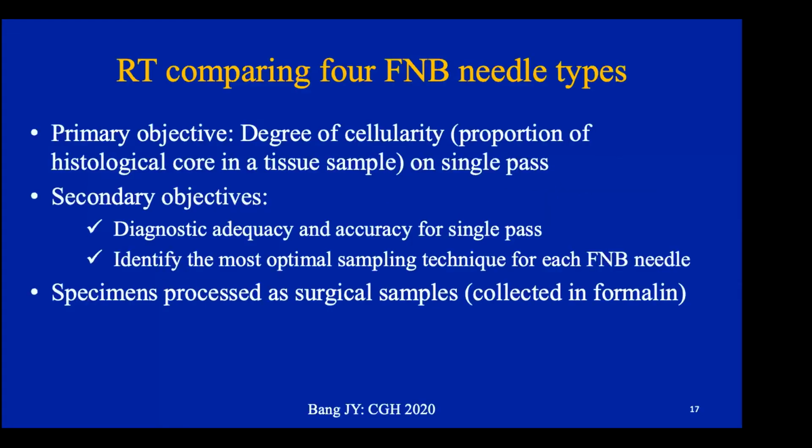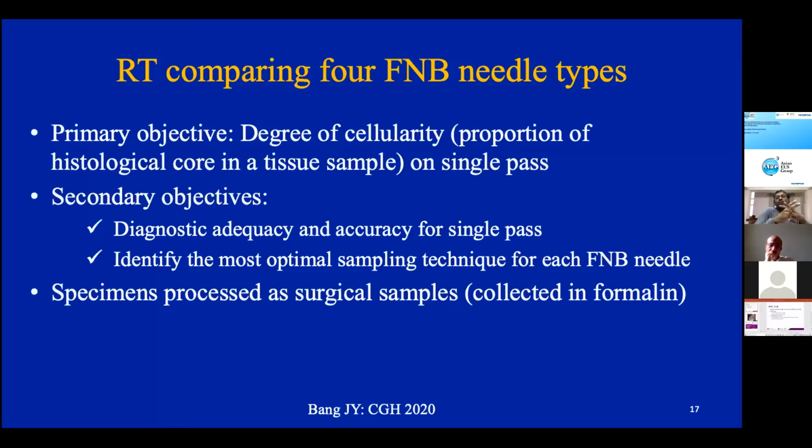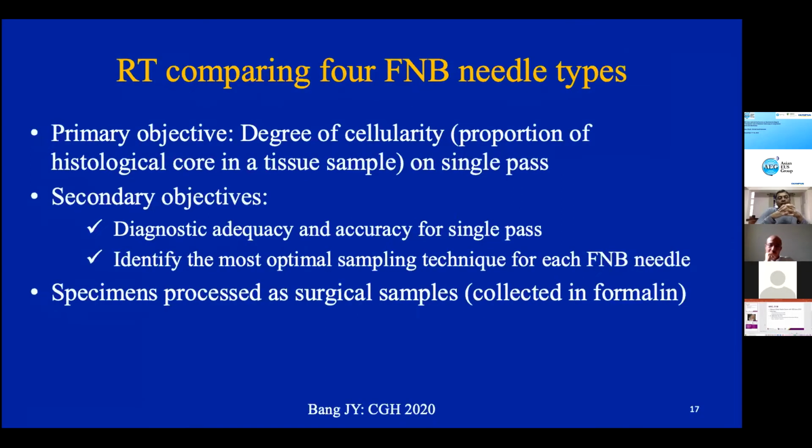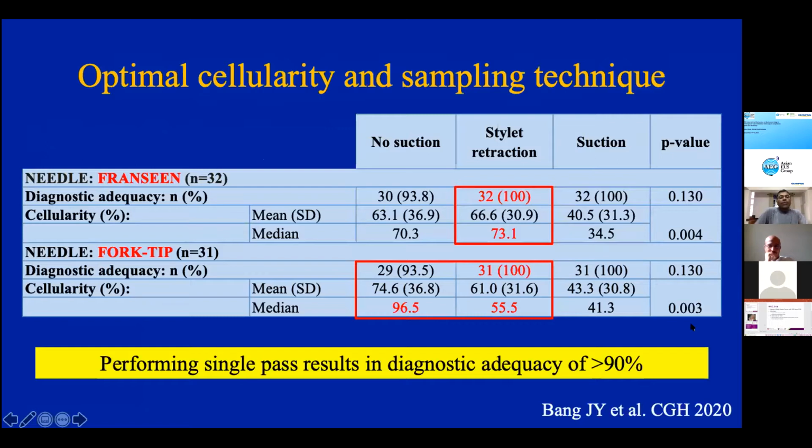So this was a double-arm randomized trial with a primary objective being degree of cellularity, which is the proportion of histological core tissue in a tissue sample on one single pass. The secondary objectives were to evaluate the diagnostic adequacy and accuracy on a single pass, and to identify the best sampling technique for every FNB needle. And all specimens were processed like a surgical sample in formalin.